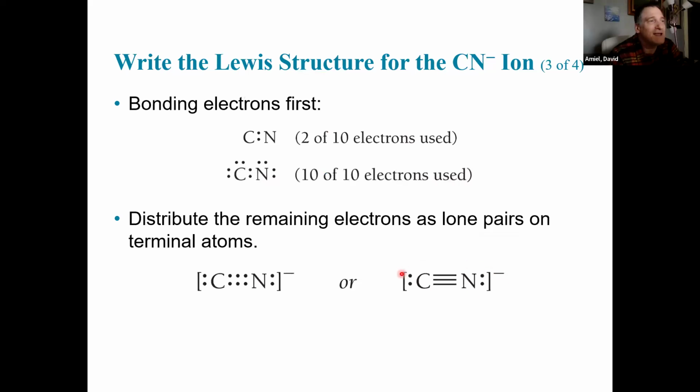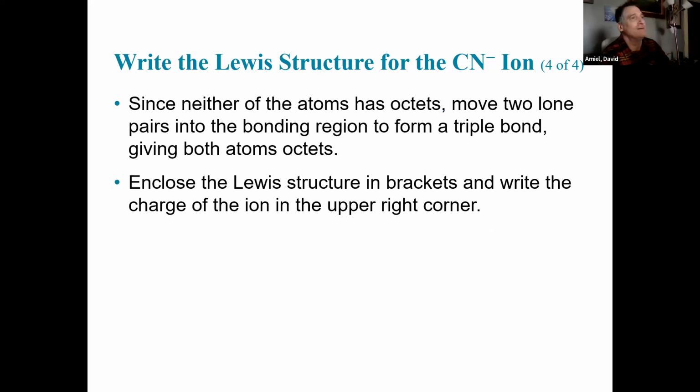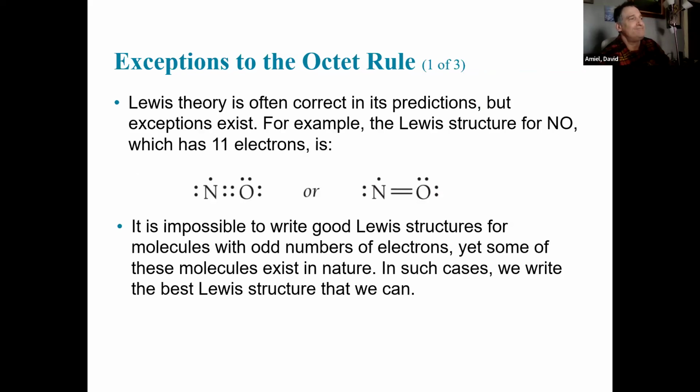CN minus, the cyanide anion, has a triple bond written like this. So that is how you do a polyatomic. Okay.